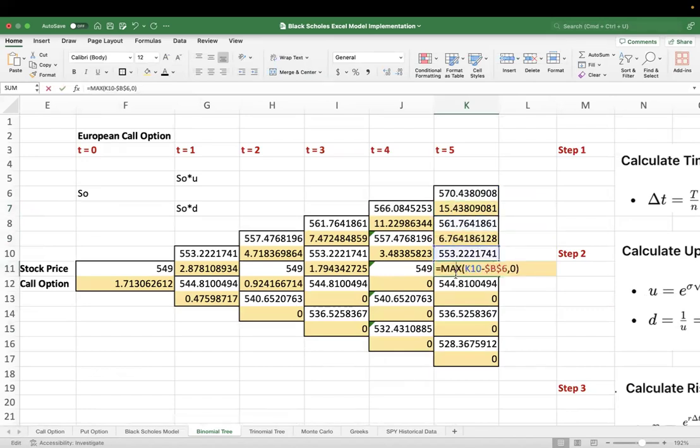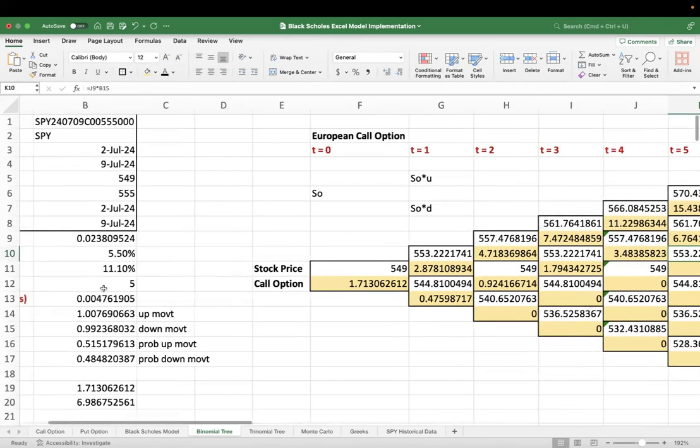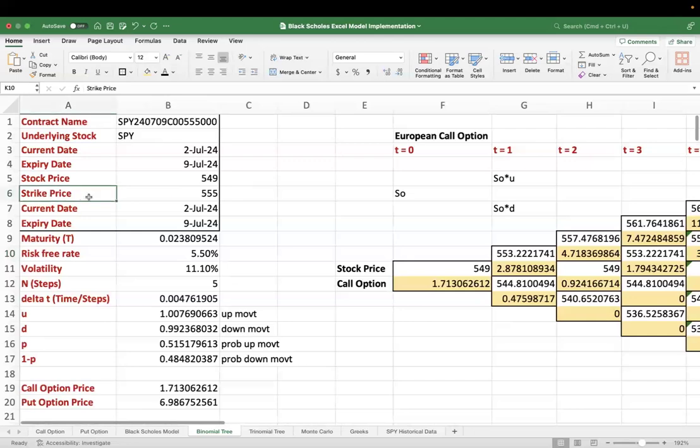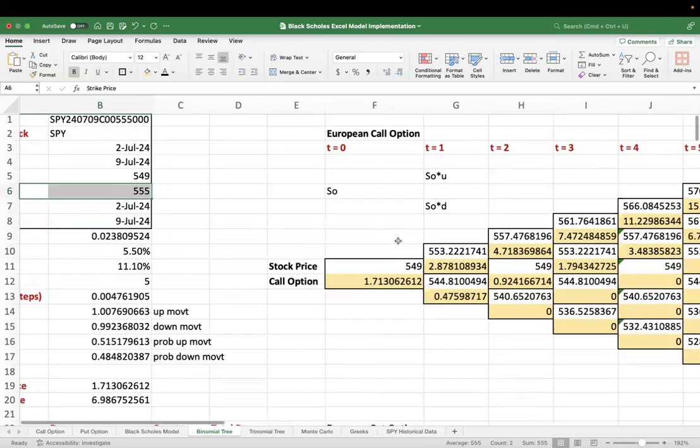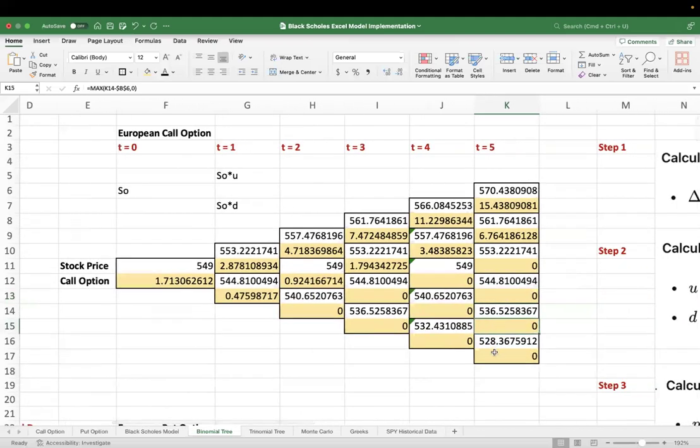And why is it 0? Because the stock price has gone below the strike price. What was our strike price? 555 was our strike price, right? So why is it 0 here? Because the stock price has gone below the strike price, and that's why it is all 0.